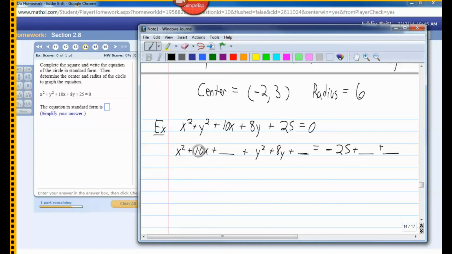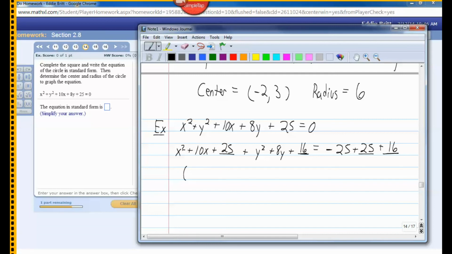Half of 10 is 5. 5 squared is 25. Half of 8 is 4. 4 squared is 16. So I add 25 and add 16. So I need to do the same thing to the right side. Add 25, add 16.